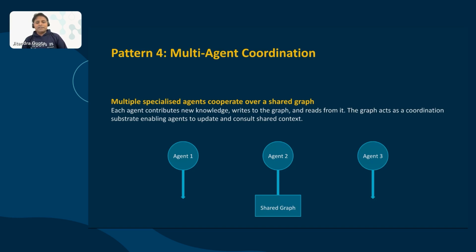Now there is another agent which is also dependent on the same context. Here agent 2 goes to the shared graph. It probably first reads the information, and based on further inputs it writes back to it. So now the same graph is being shared by multiple agents, and that really helps in better coordination of the multi-agent scenario itself.